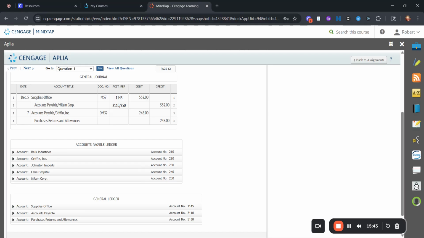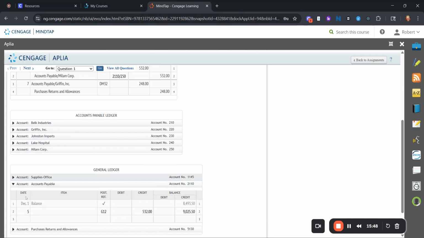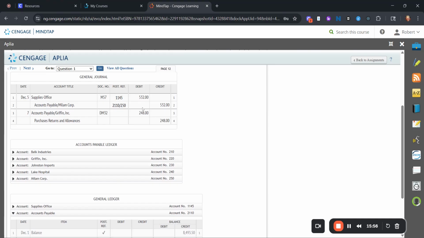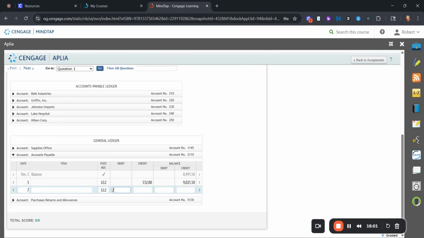So let's get to the one on the 7th. Accounts payable. So we'll start with the accounts payable ledger. 7th. G12. This is a debit entry of 248. So the previous balance was a credit entry of 9025.50. So now we're going to subtract instead of add. So minus 248 brings the balance down to 8777.50. And the account number for accounts payable 2110.